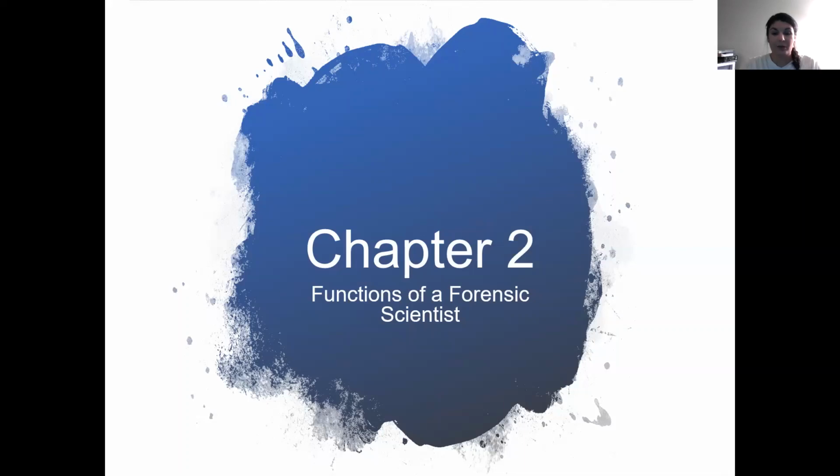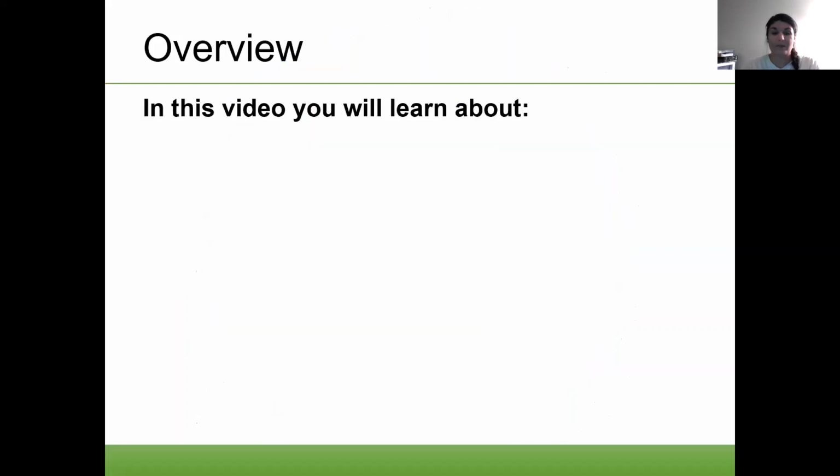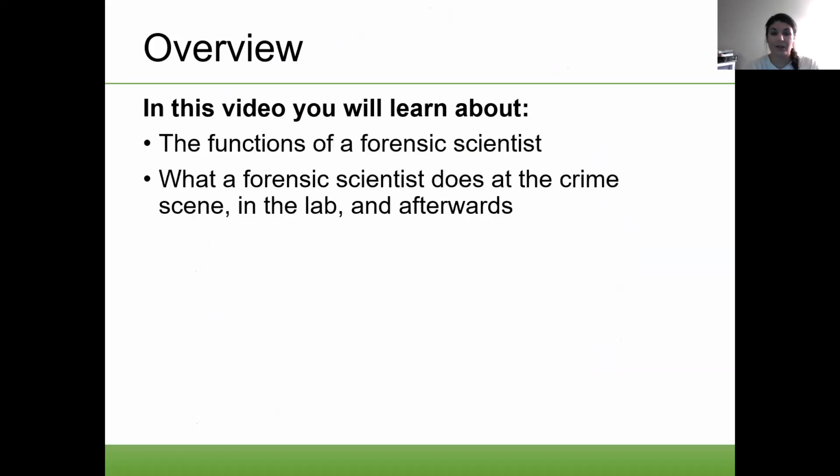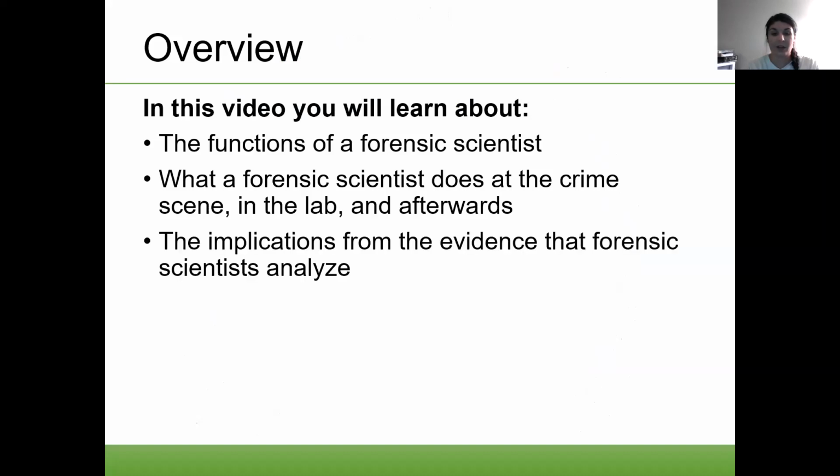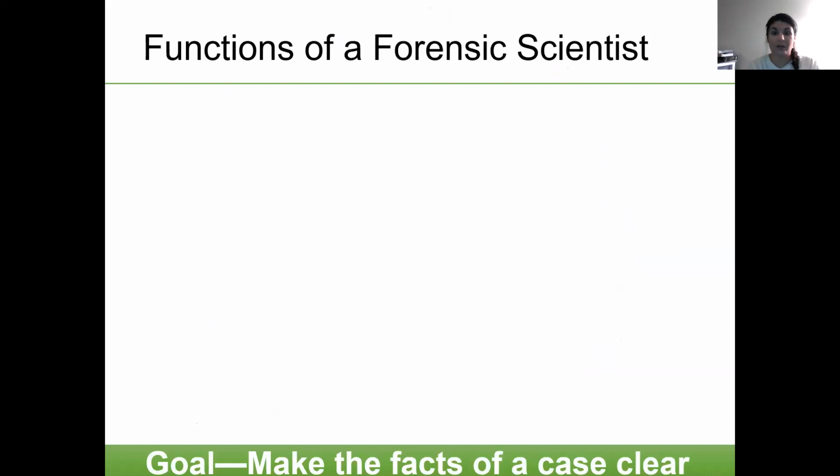In this video, we're going to go over Chapter 2, the function of a forensic scientist. We'll talk about the functions of a forensic scientist, what a forensic scientist does at the crime scene, in the lab, and then afterwards, the implications from the evidence that forensic scientists analyze, and forensic scientists' role in the court.